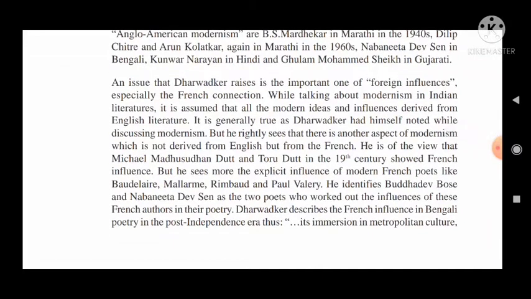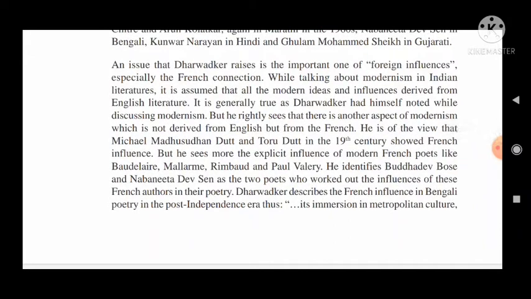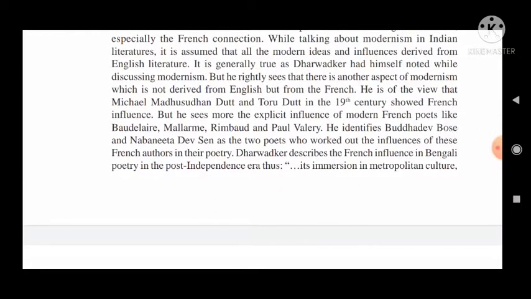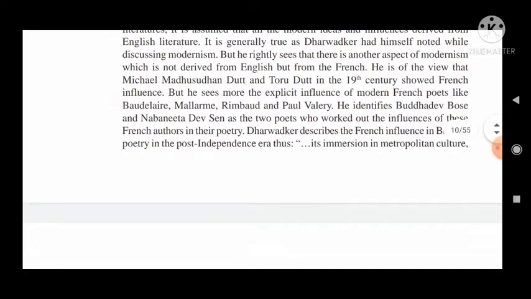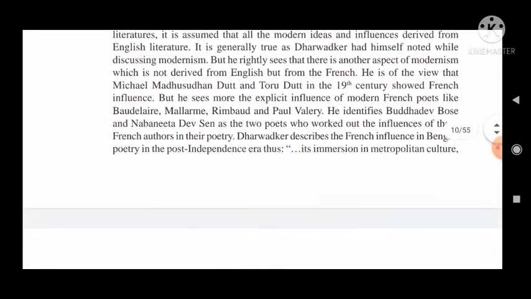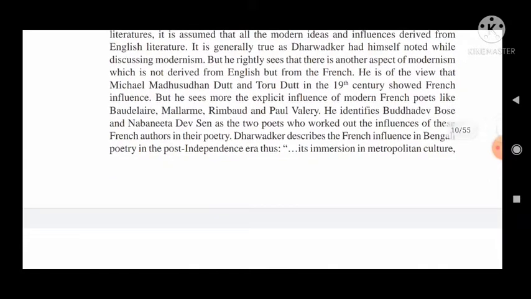An issue that Dharwadekar raises is the importance of foreign influences, especially the French connection. While talking about modernism in Indian literatures, it is assumed that all the modern ideas and influences derived from English literature. It is generally true, as Dharwadekar had himself noted, but he rightly sees that there is another aspect of modernism which is derived not from English but from the French.